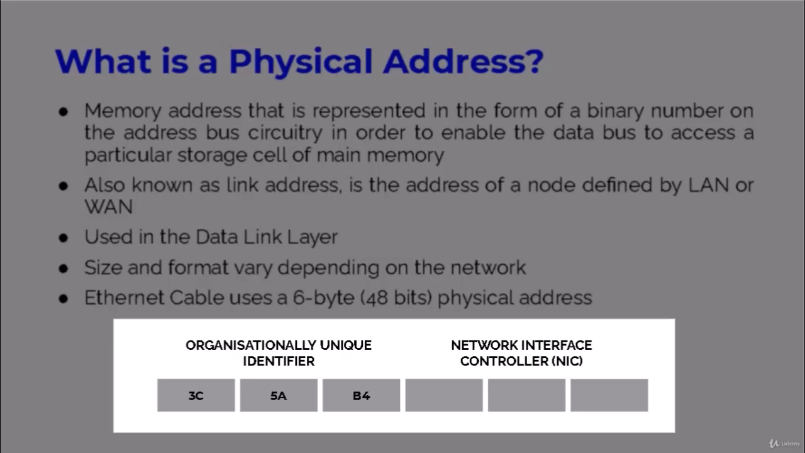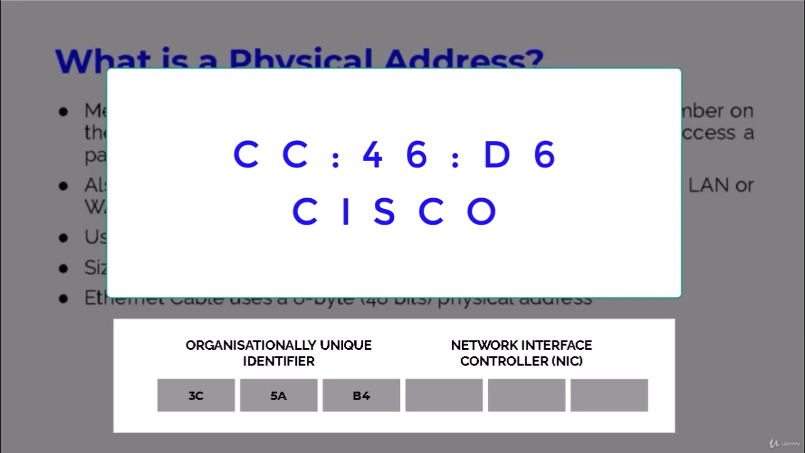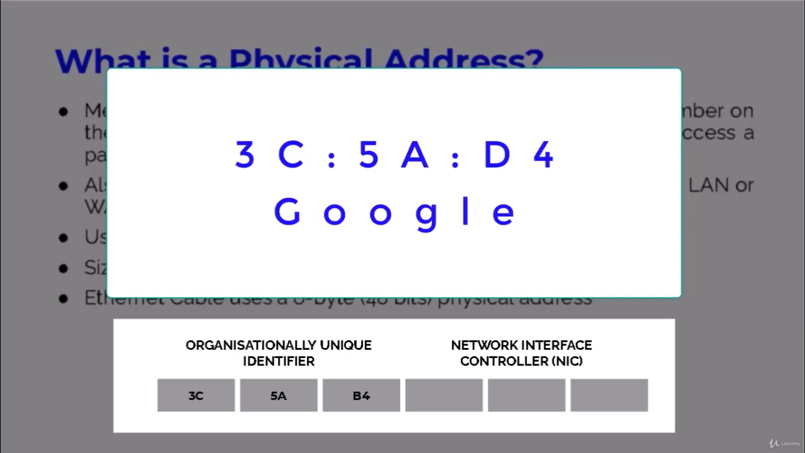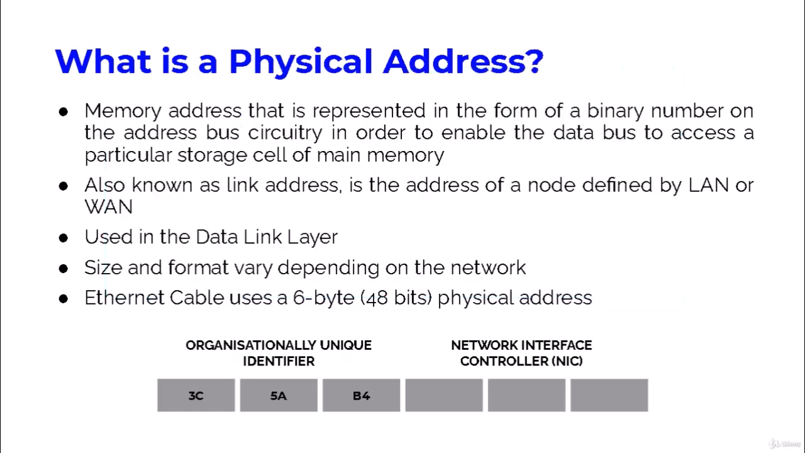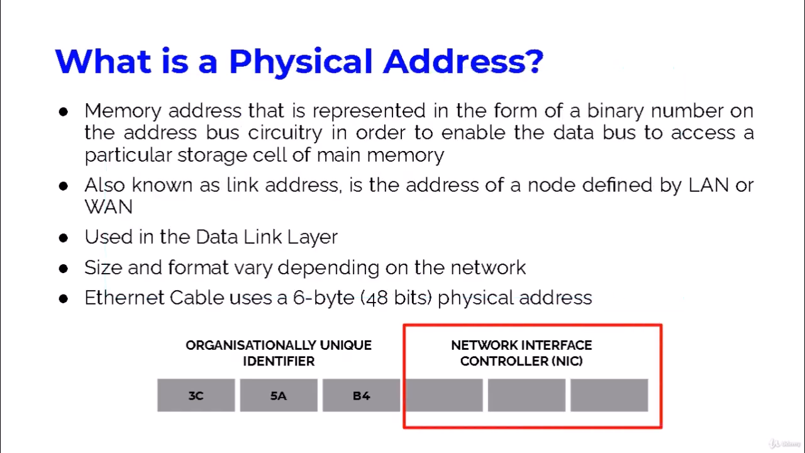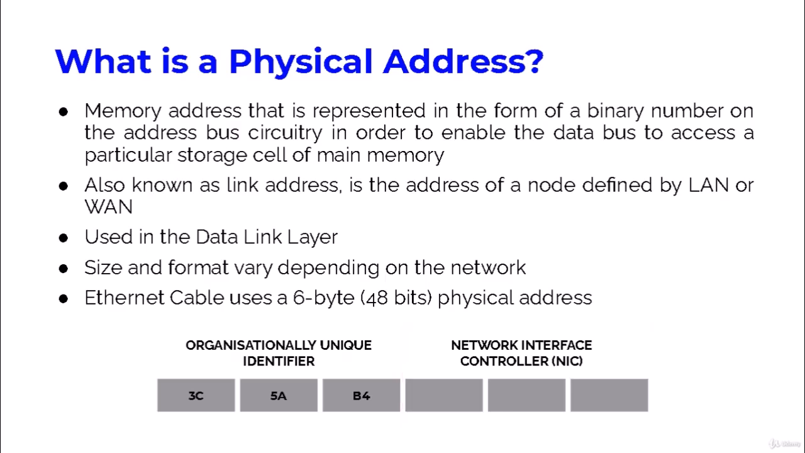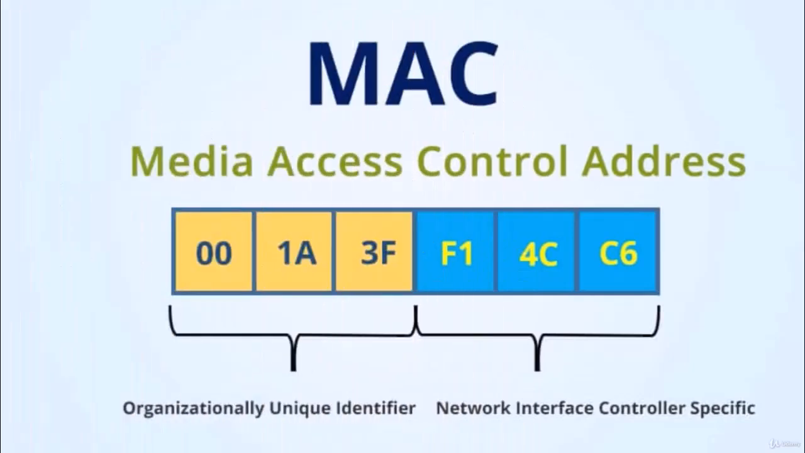For example, CC46D6 belongs to Cisco, 3C5AB4 belongs to Google, 3CD9 belongs to HP, etc. Now, the rightmost 6 digits, which are blank in this presentation, represent the network interface controller, which is assigned by the manufacturer. As discussed earlier, a MAC address is represented by colon hexadecimal notation.